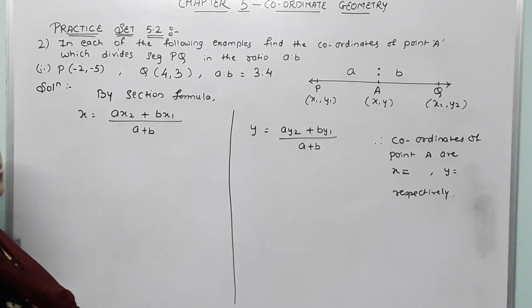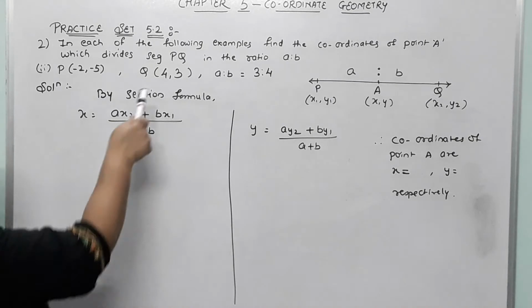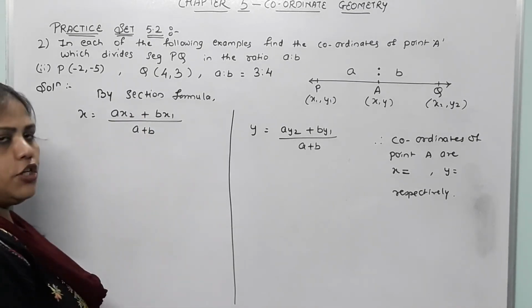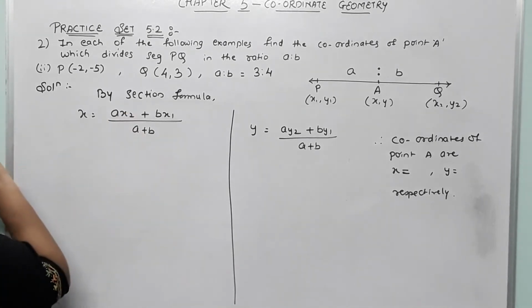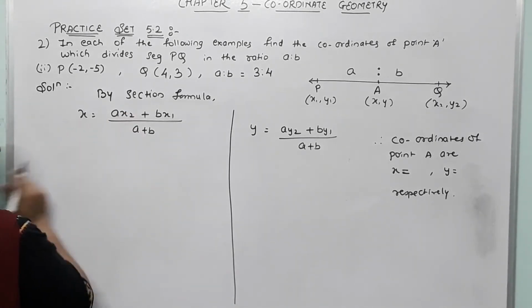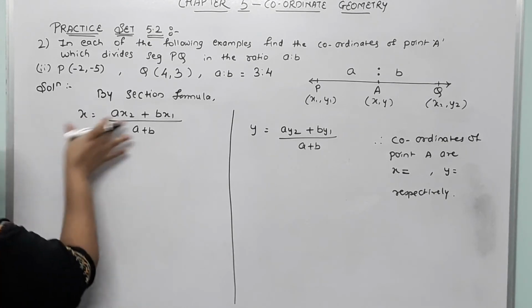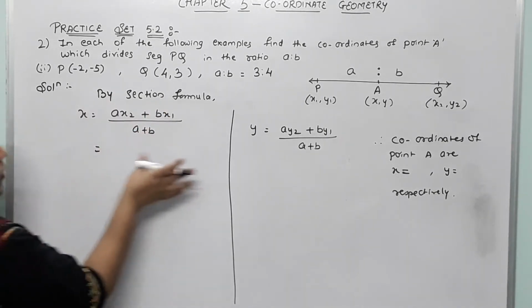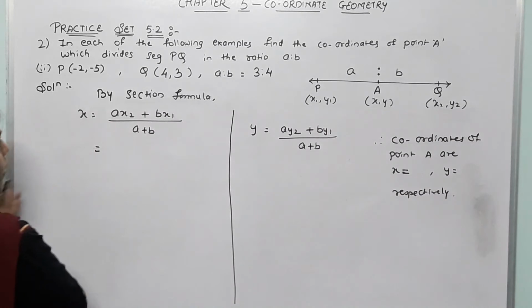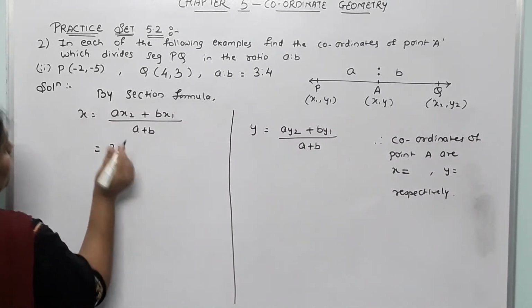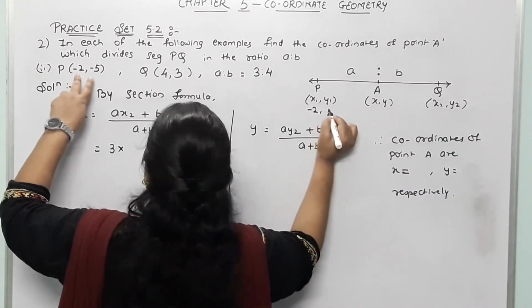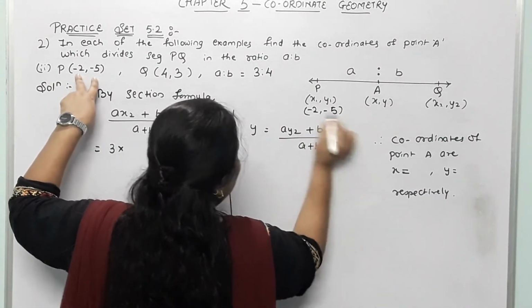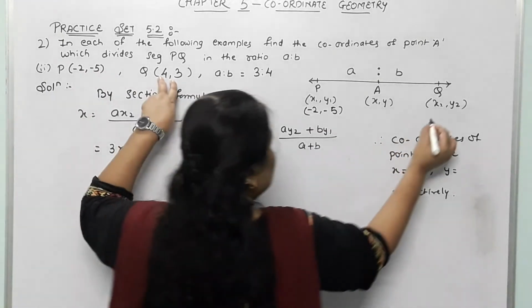Now see the second question. See here, point P is (minus 2, minus 5), Q is (4, 3), and the ratio is 3 is to 4. So we'll solve the second sum of question number 2. X equals, by section formula only, I had kept the formula here itself and then we'll just substitute the values. It will be 3 into, what is the value of x1, y1? That I write here, minus 2, minus 5, and for Q it is 4, 3.